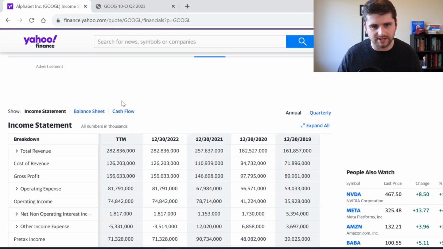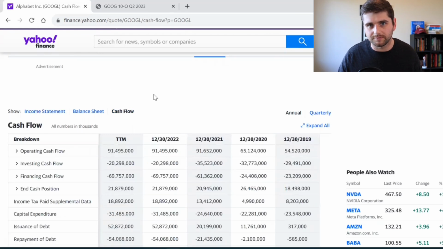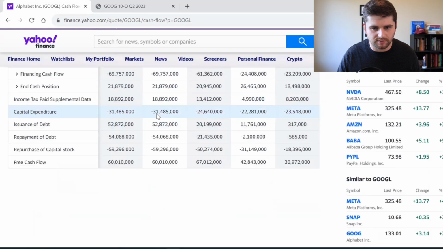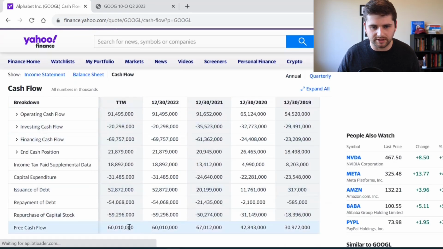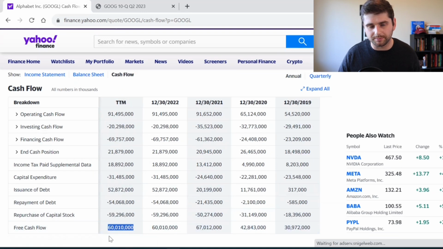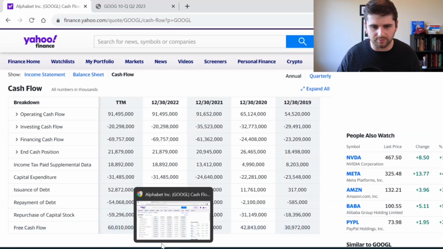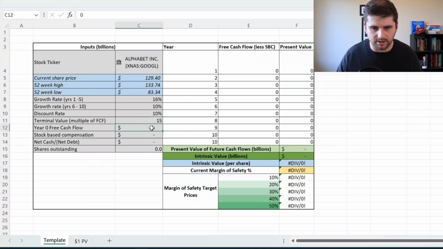Nonetheless, let's go to the cash flow statement here in Yahoo Finance for Google. If I scroll down, we will see that free cash flow for the last 12 months was $60.01 billion at Google. Now, what I really want to do here is make sure I pick a fairly representative year for free cash flow. Free cash flow can be quite a lumpy number, so you want to make sure that the year you pick based off your research is reasonably representative of a typical year at that company. For argument's sake for this video, let's go with that 60.01 billion. We'll come through and type that into our spreadsheet here.